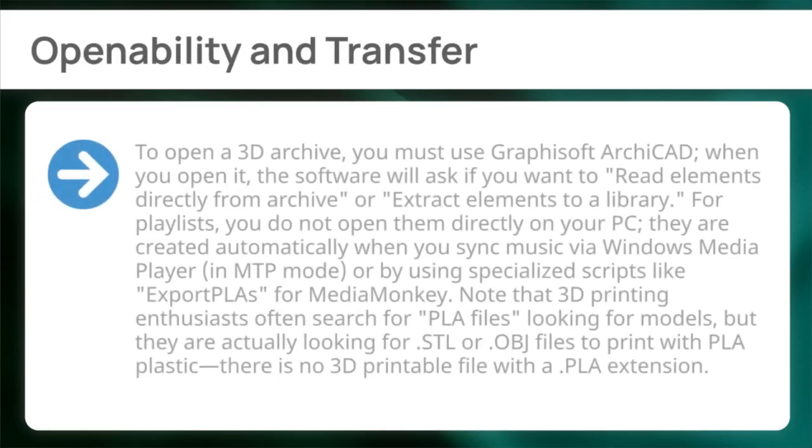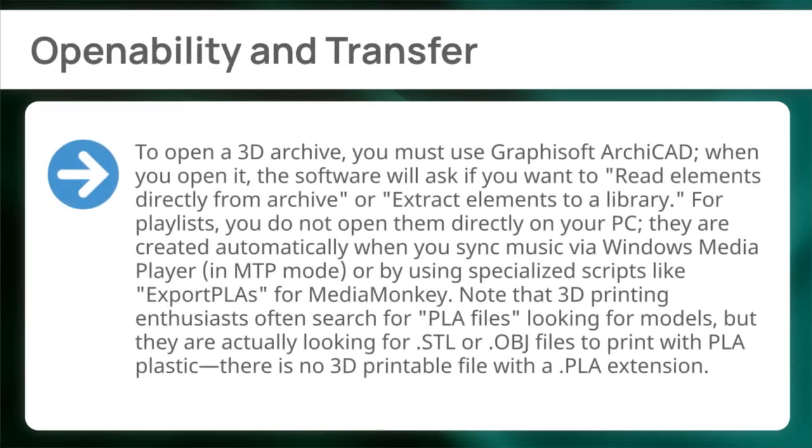Next, openability and transfer. To open a 3D archive, you must use Graphisoft ArchiCAD. When you open it, the software will ask if you want to read elements directly from archive or extract elements to a library. For playlists, you do not open them directly on your PC. They are created automatically when you sync music via Windows Media Player in MTP mode or by using specialized scripts like Export PLAs for MediaMonkey.